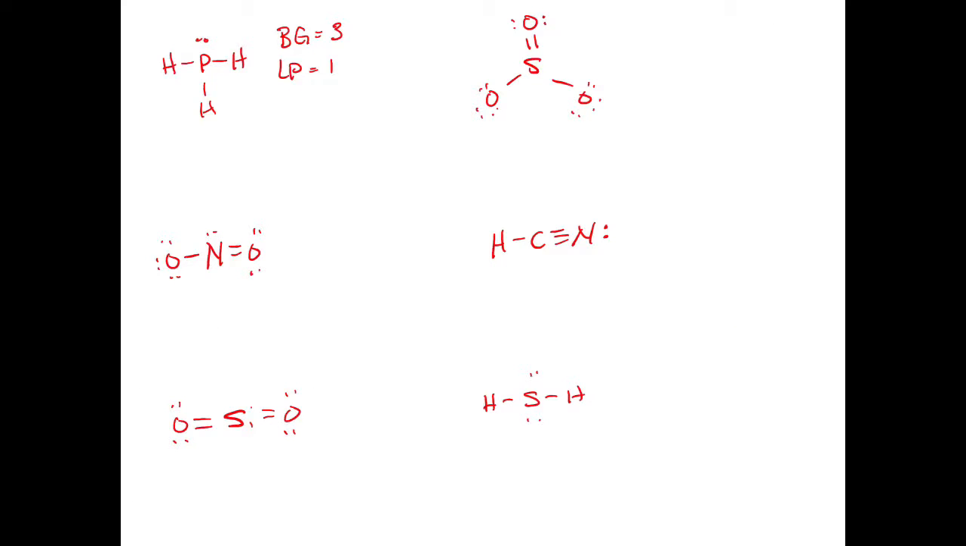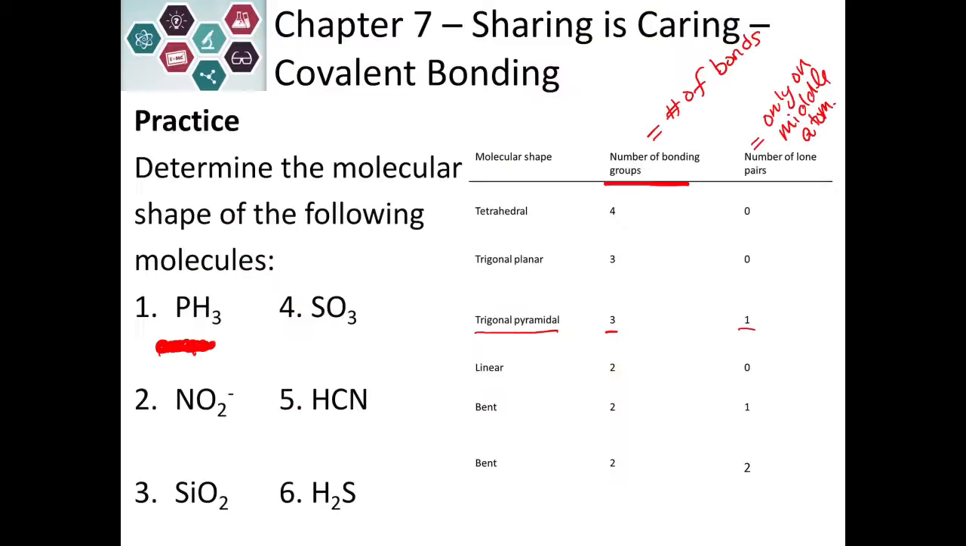If we look at SO3, we have again 3 bonding groups because the double bond and the 2 single bonds all add up to 3. Lone pairs, we actually have 0 because there's none on the middle atom. The ones on the outer atoms we don't care about. So again, if we go back to our table, 3 bonding groups, no lone pairs is going to be trigonal planar. So SO3 is trigonal planar.